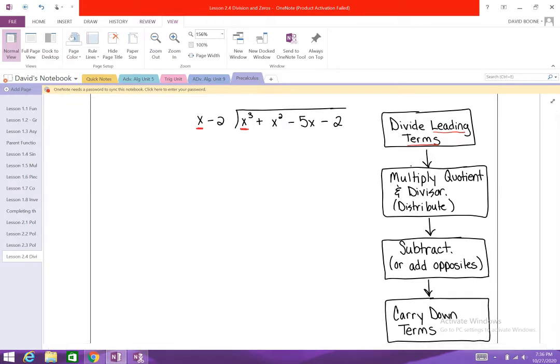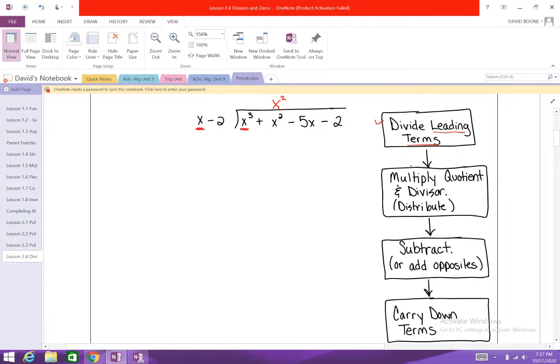What we're going to do is divide these leading terms. So if I take x to the third divided by x, or I like to think about it the other way around: what am I going to multiply x by to get x to the third? The answer to that question is x squared. So we did that step. Move on to the next step.